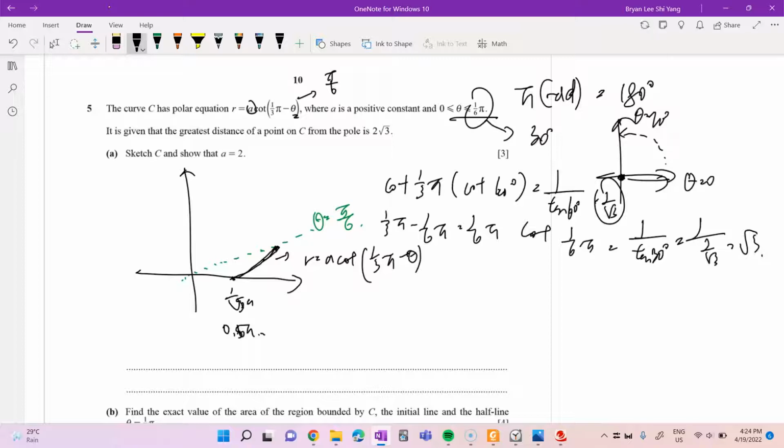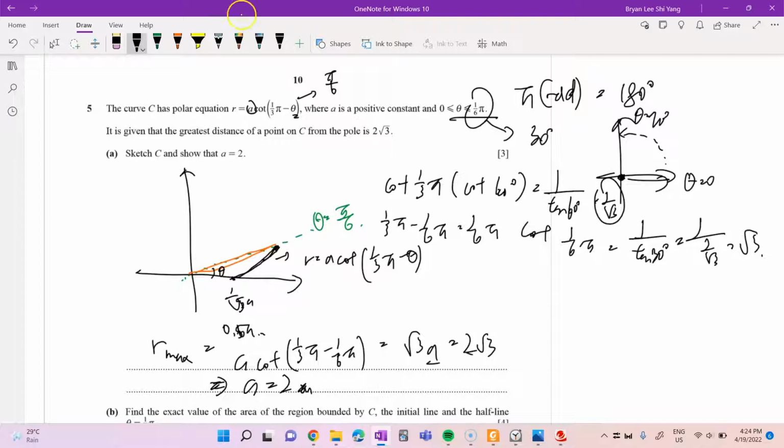And then it's given that the greatest distance of a point on C from the pole is 2/√3. As you can see here, the greatest distance would be this one, right? So r max, the greatest distance, equals a cot of the largest angle you can make here, π/3 minus π/6, which equals root 3 a, which equals 2 over root 3. So it can be deduced that a equals 2. This is done, and this is how you solve part a.